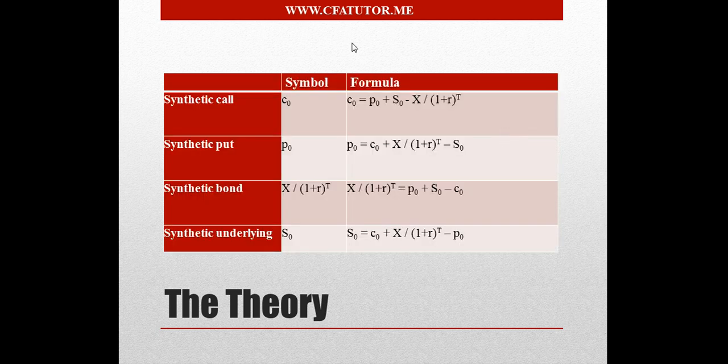If we rearrange all these formulas, we can find the price of whatever value we're looking for. So if we are rearranging it in the way that I just described, we will be finding the price of the synthetic call. And if we rearrange it in another way to find the price of a put option, we will be finding the synthetic put or synthetic bond or synthetic underlying. Depends on the requirement in the question.